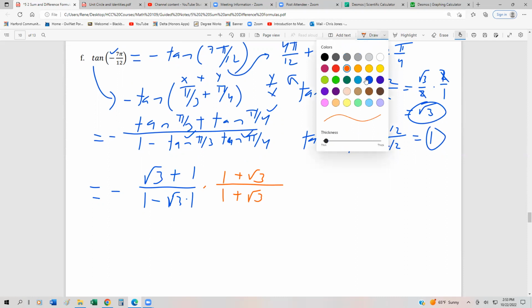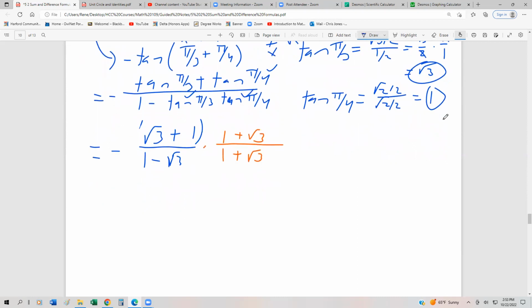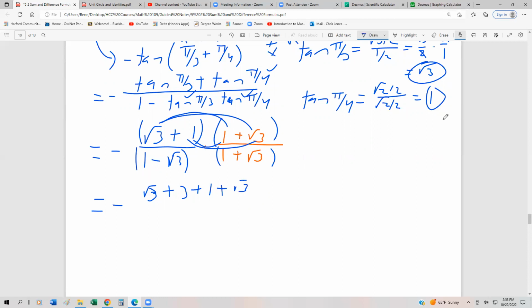And clearly, this is going to go away, this times 1. That doesn't even matter because we're multiplying by 1. Remember, we're going to FOIL everything. Don't forget about that negative sign that is all the way out front. And so that's going to be now the opposite of root 3 times 1, root 3. And then root 3 times root 3 is 3. 1 times 1 is 1. And then 1 times root 3 is going to be another root 3.